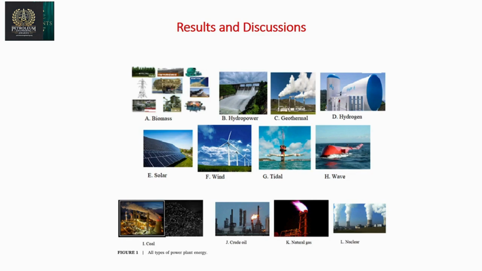All types of renewable and non-renewable energy have different power plants. Figure 1 indicates all types of energy and their power plants. For example, letter A indicates biomass energy power plant, letter B hydropower, letter C geothermal, letter D hydrogen, letter E solar, letter F wind, letter G tidal, letter H wave, letter I coal, letter J crude oil or petroleum, letter K natural gas, and letter L nuclear energy power plant.